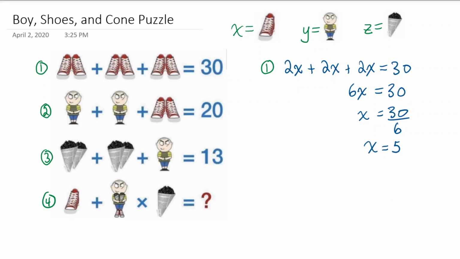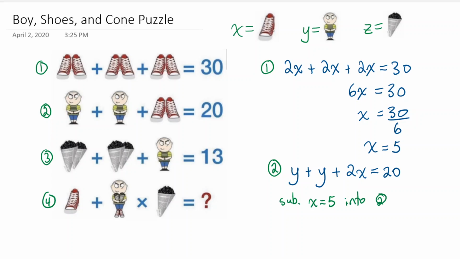All right, on to equation 2. We have a boy, which is y, plus a boy, plus we have our two shoes. That equals 20. I'm going to substitute in x equals 5 into our equation 2. So I get y plus y plus 2 times that value of 5 equals 20.